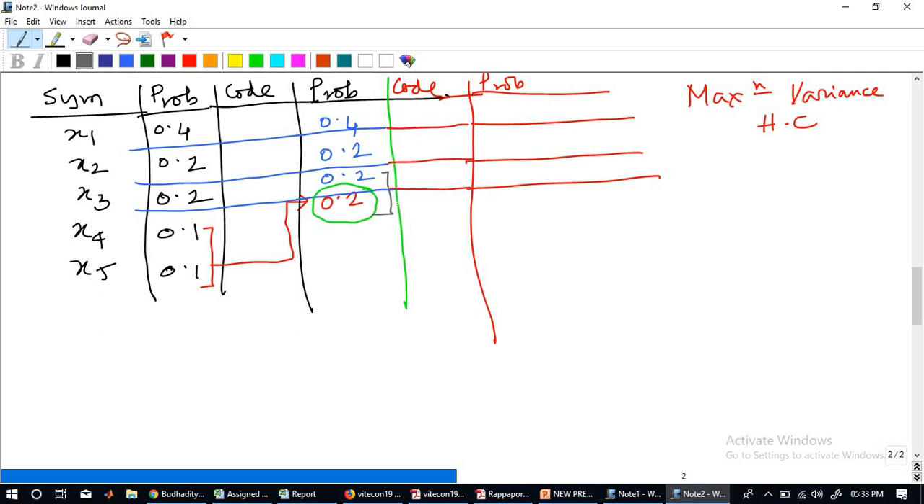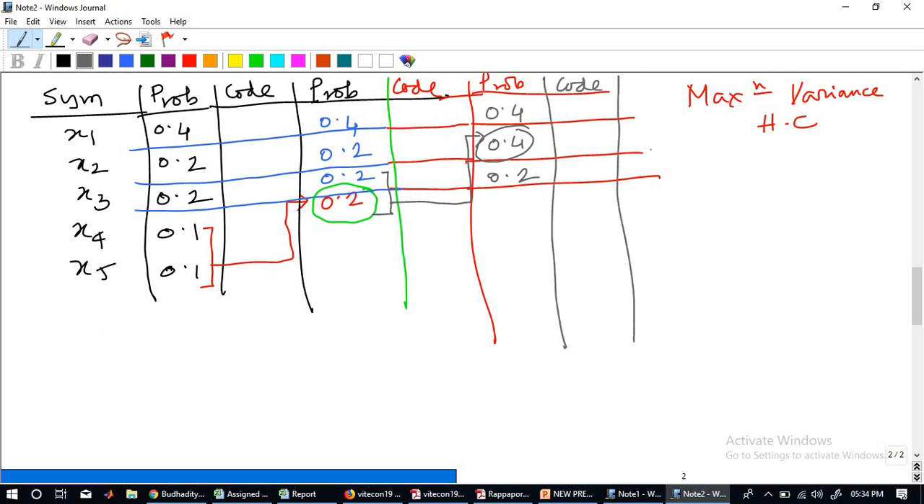So 0.2 plus 0.2 will be 0.4, but it will be placed below this 0.4. So your 0.4 is here. The new 0.4 should be here. I'll mark it. So you have taken this 2, so the left is 0.2. So we'll put it over here.